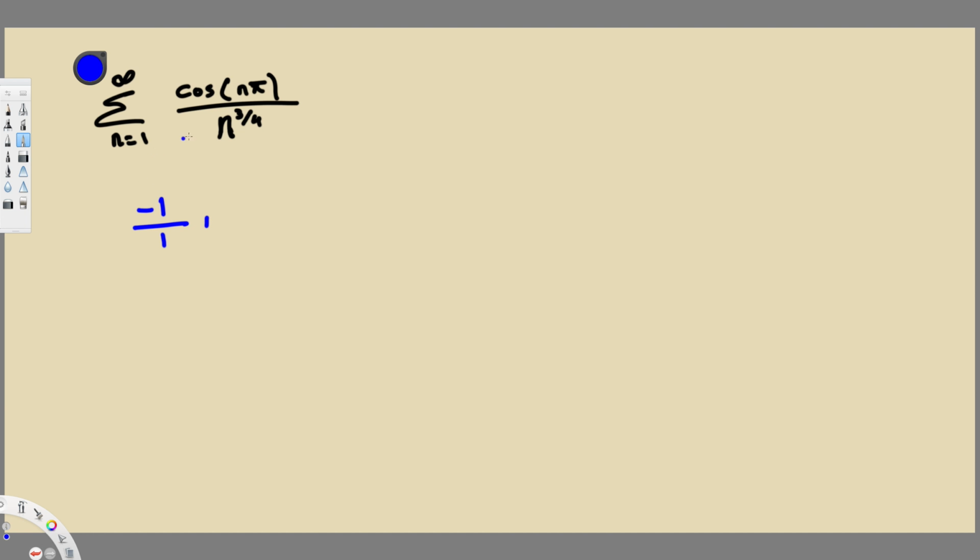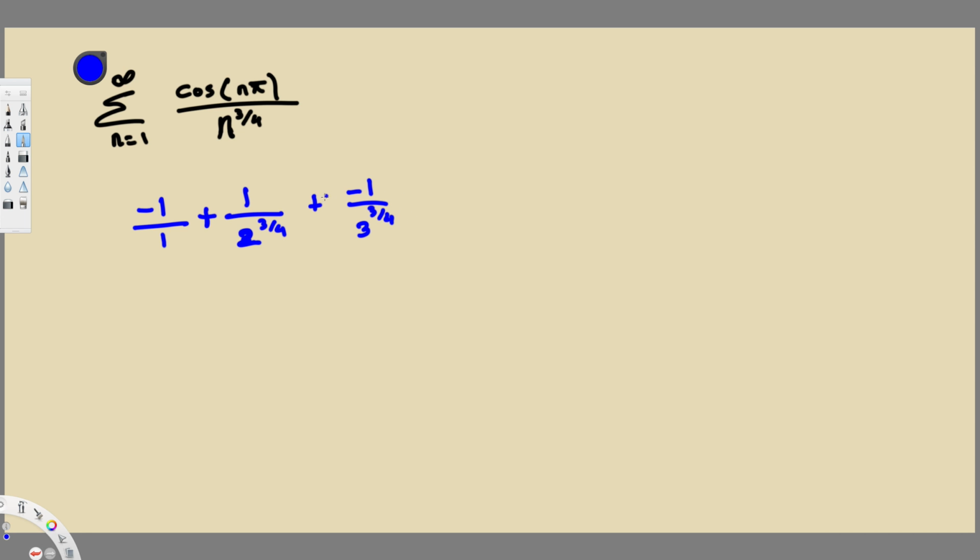The second term is going to be cos 2 pi. We know cos 2 pi is going to be positive 1. So this is going to be plus positive 1 over 2 to the power 3 over 4. And if I plug in 3 for n, this is going to be again negative 1, so this is going to be negative 1 over 3 to the power 3 over 4.